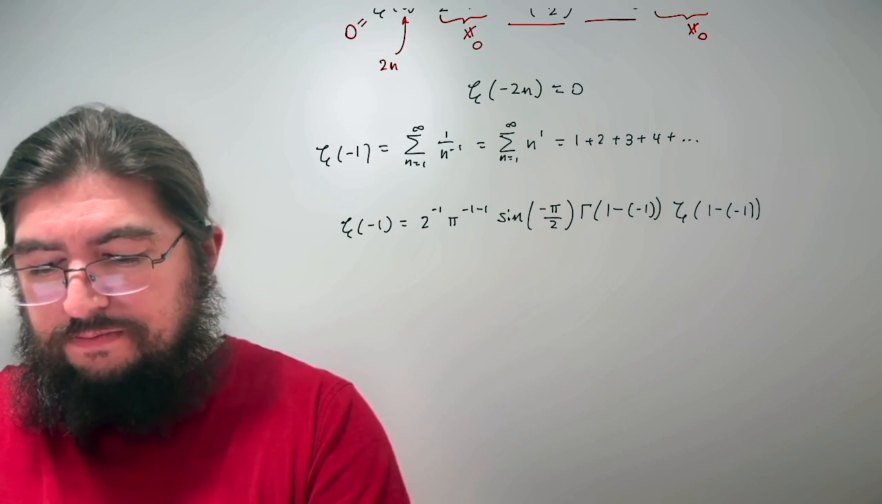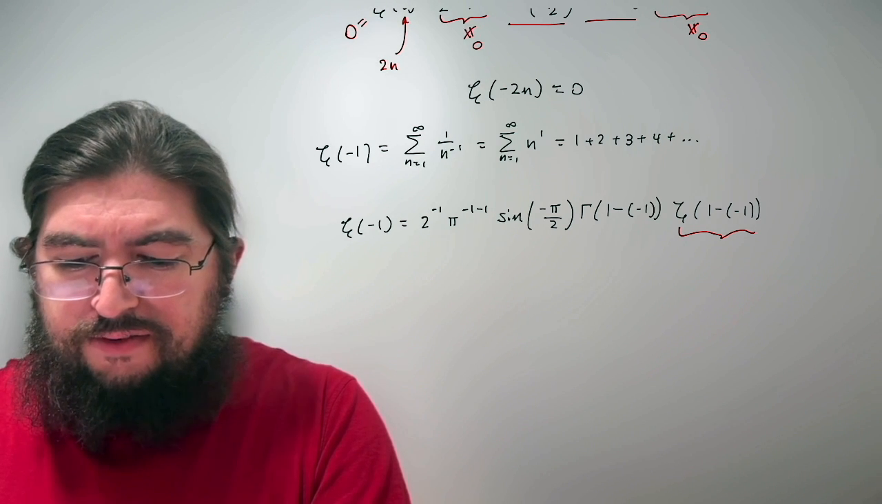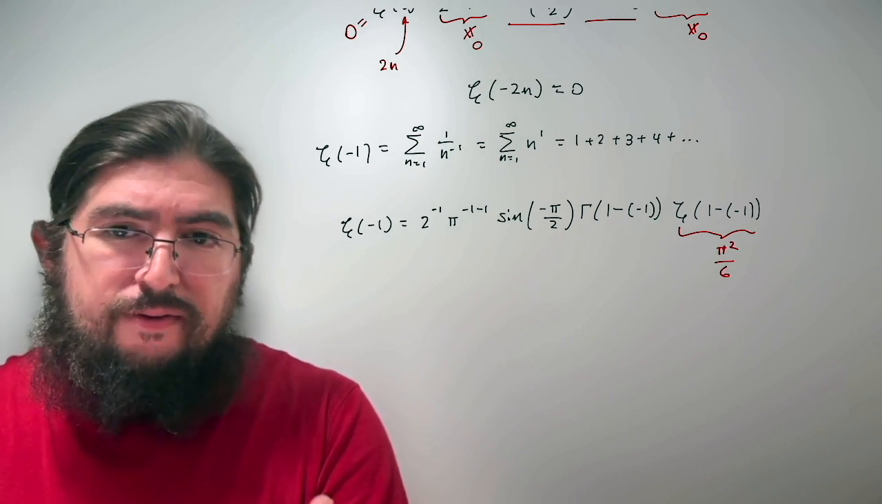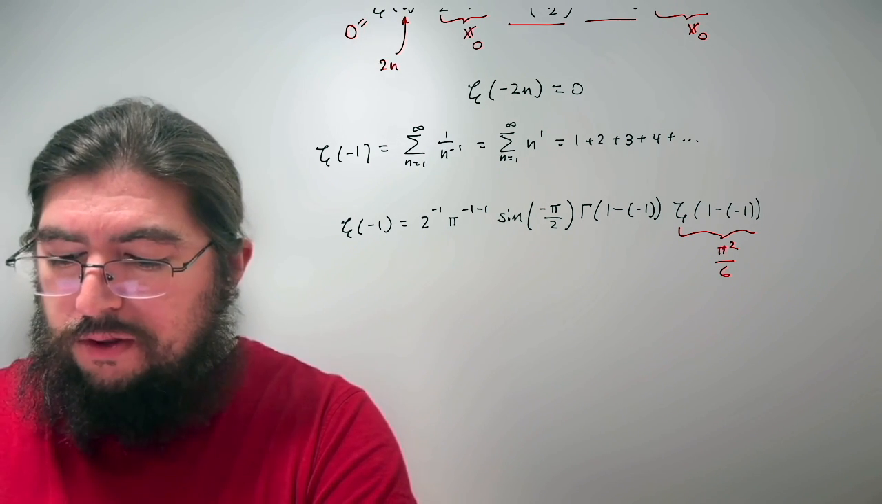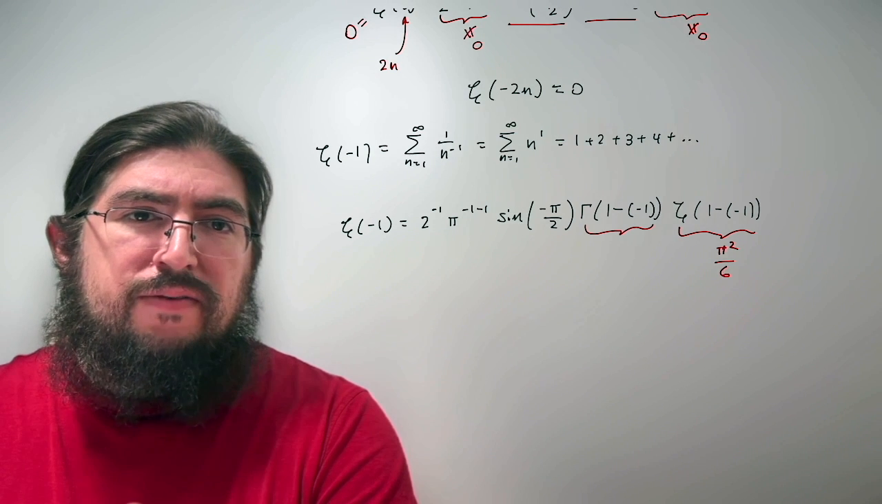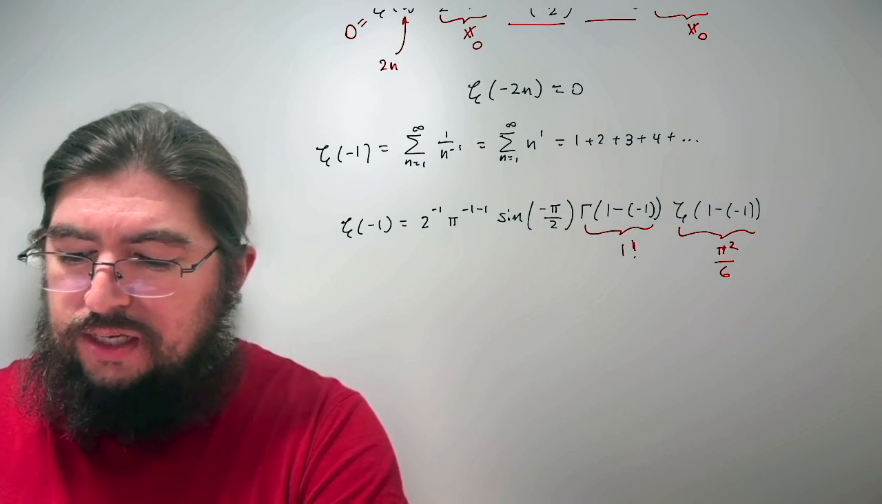Okay, so let's talk about this for a second. This is zeta of 2. What is zeta of 2? Zeta of 2 is pi squared over 6, which we've shown in a previous video. It's a very famous result by Euler, a result of the Basel problem. This is gamma of 2. Gamma of 2 is 2 minus 1 factorial, which is 1 factorial, which is just equal to 1, of course.